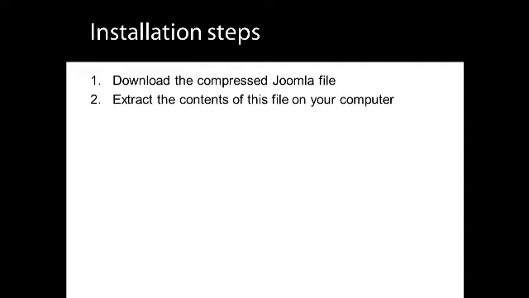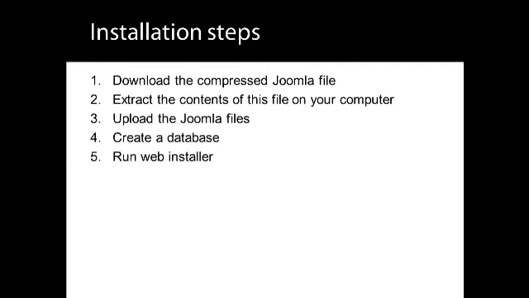The steps to install Joomla manually are: 1. Download the compressed Joomla file. 2. Extract the contents of this file on your local computer. 3. Upload the Joomla files to your hosting account. 4. Create a database at your hosting account. And 5. Run through the Joomla web installer.